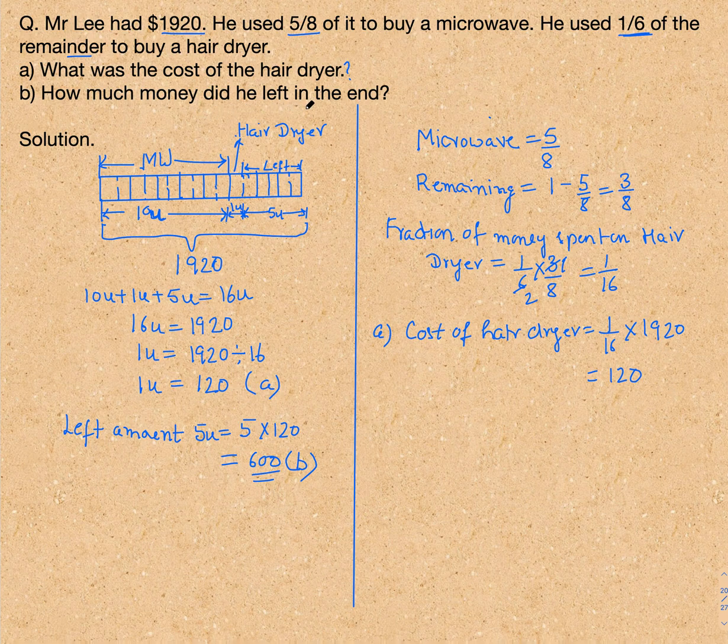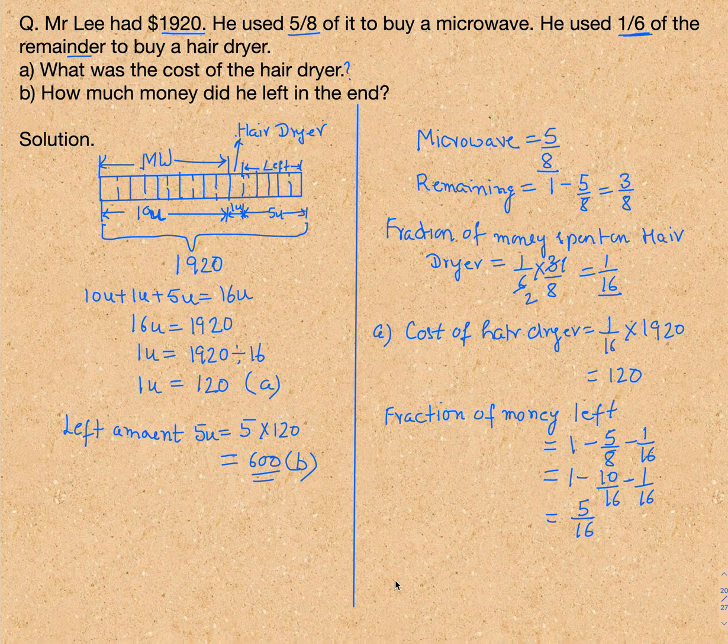Now what's the second part? The second part is how much money did he have left in the end? Okay, so we know he spent 5 by 8 of his money on the microwave and 1 by 16 of the money on the hair dryer. So we have to find what fraction of money he's left with, right? The fraction of money he has left is 1, meaning the total, minus 5 by 8 which is spent on the microwave, minus 1 by 16. So that will give you 1 minus 10 by 16 minus 1 by 16, right? So basically it will give you again the same, 5 by 16.